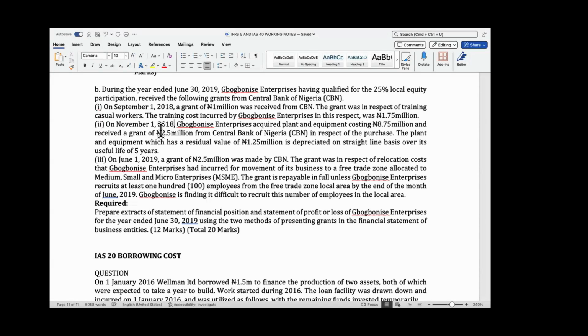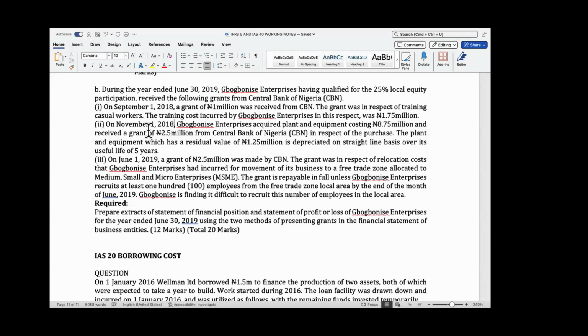The grant is repayable in full unless Gbogbo Nishe Enterprises recruits at least 100 employees from the free trade zone local area by the end of the month of June 2019. Gbogbo Nishe is finding it difficult to recruit the number of employees required in the local area. Prepare extracts of the statement of financial position and statement of profit or loss of Gbogbo Nishe Enterprises for the year ended June 30th, 2019, using the two methods of presenting grants in the financial statements.